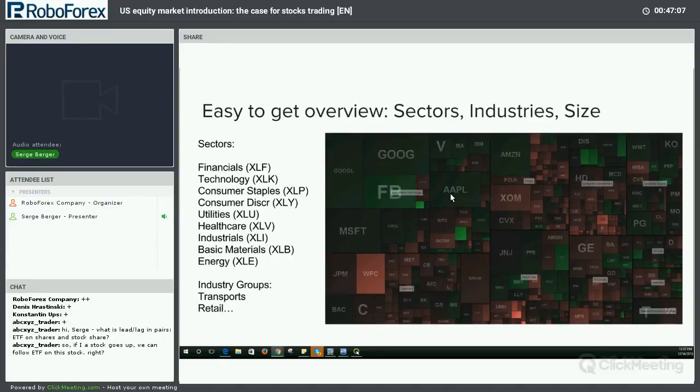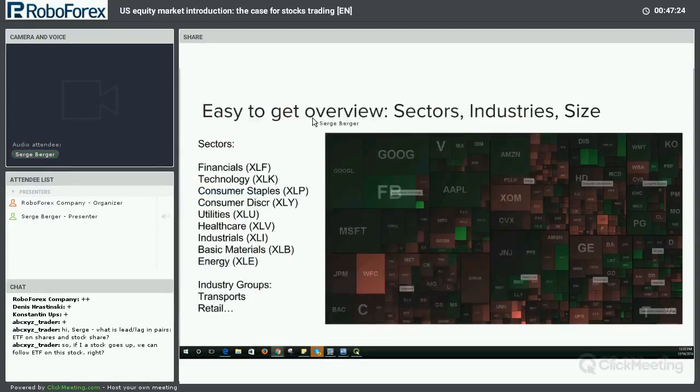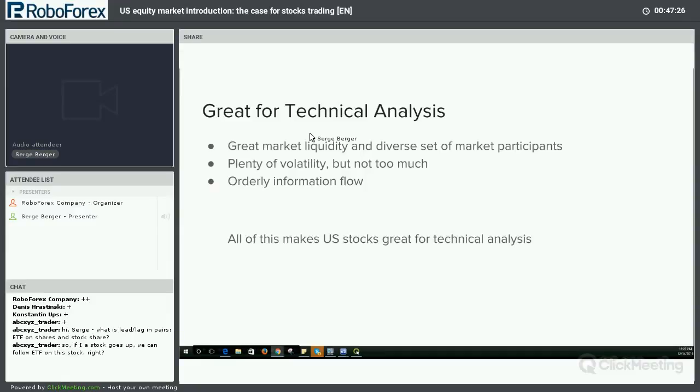Important is that the US stock market is very nicely divided into multiple parts, divided by sectors, divided by industry groups. Each one of the major sectors has an exchange-traded fund associated with it that you can trade on the Roboforex platform. Again, it's great for technical analysis, which cannot be said for every market out there. U.S. stocks trade very, very well technically, and we will talk about that very soon in one of the next upcoming webinars.